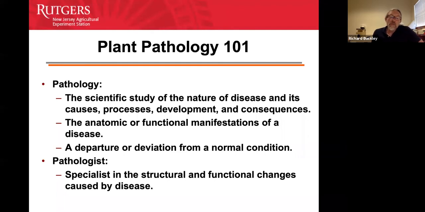Now, I'm a pathologist, so if you look at this slide down at the bottom, I'm a specialist in the structural and functional changes caused by disease. That means a lot of things to a lot of different people. There are people who study all aspects of what we might call the disease cycle, from a whole plant level all the way down to the molecular processes and the interactions between organisms and the plants they attack. So it's a complex multidisciplinary field. There are a lot of different specialties within it.